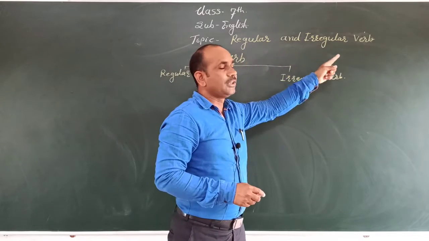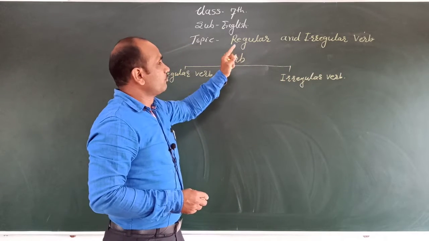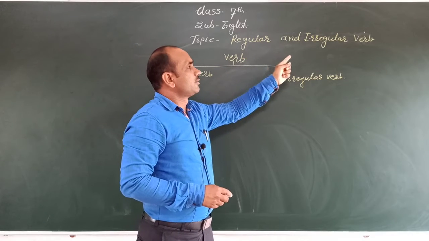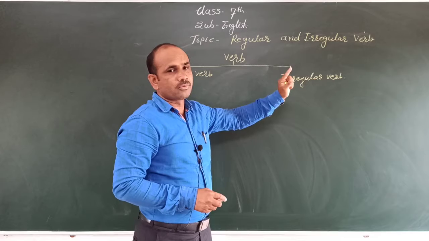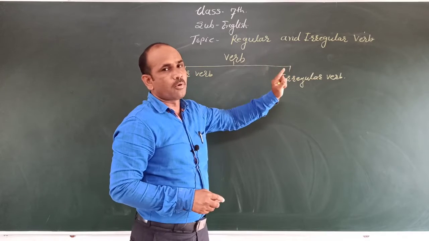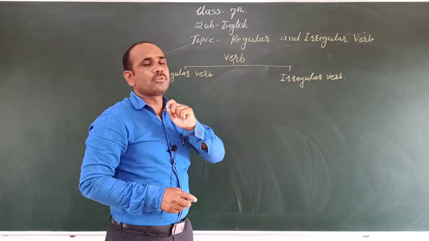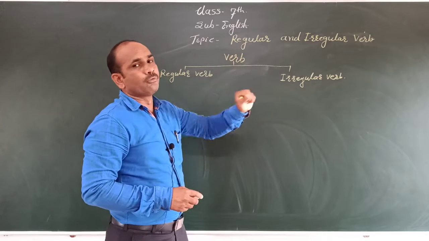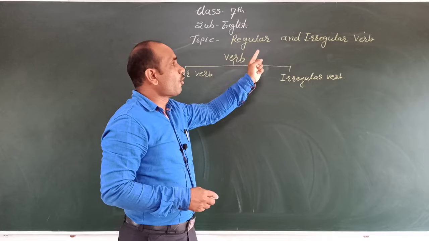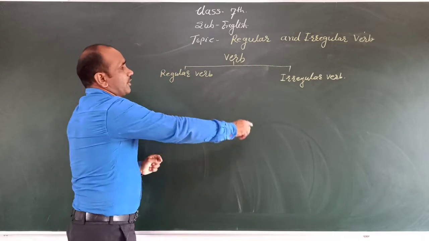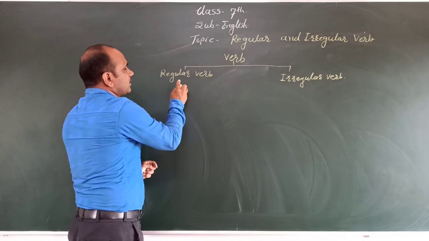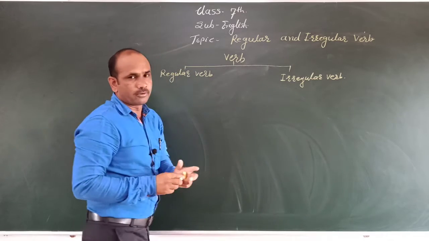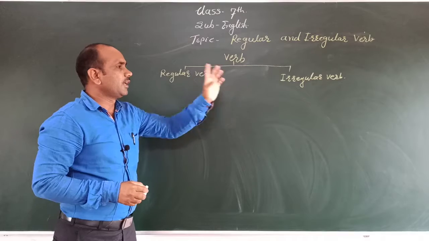Regular and irregular verb. We also said the first form of the verb, second form of the verb, third form of the verb, fourth form of the verb. Such types of words we have to listen to. Now we discuss the verb here. There are two forms, regular verb and irregular verb.